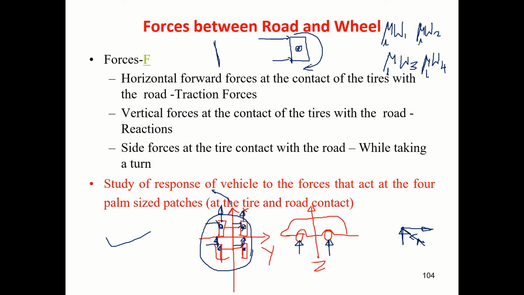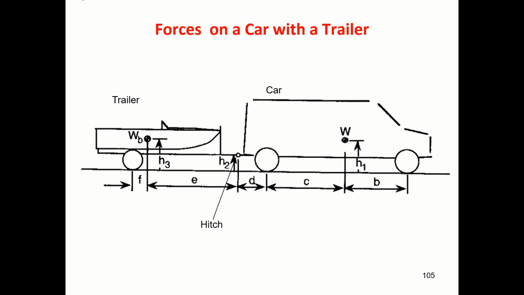Correct? Suppose this side traction force is greater than this side traction force, then what? It can spin the vehicle. Correct? Same way, if this force is greater than this, it can pitch the vehicle. So how to manage that equilibrium is what vehicle dynamics is all about. Right? Okay. Now let us look at some forces on a car with a trailer.